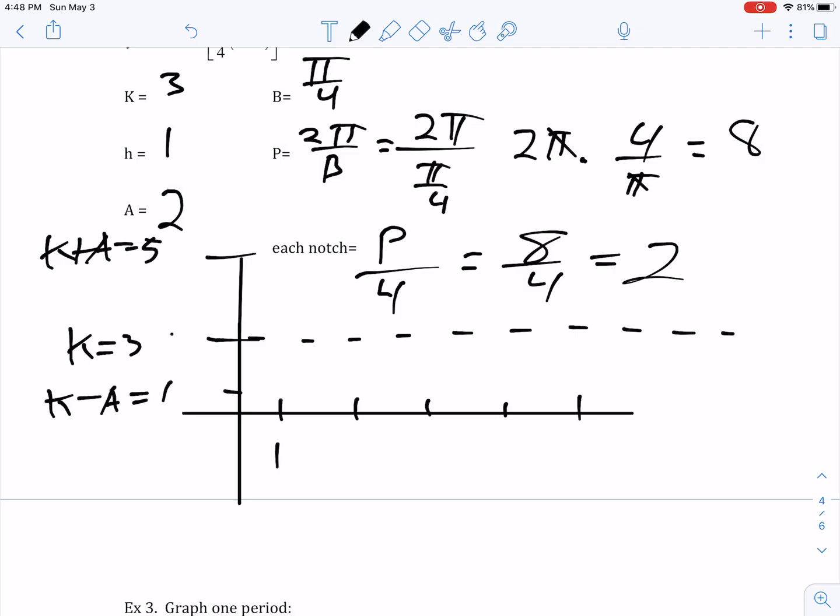Now, what is each notch? Each notch is 2. So I'm going to add 2 after h. H was 1. Add 2, I get 3. Add 2, I get 5. Add 2, I get 7. Add 2, I get 9.